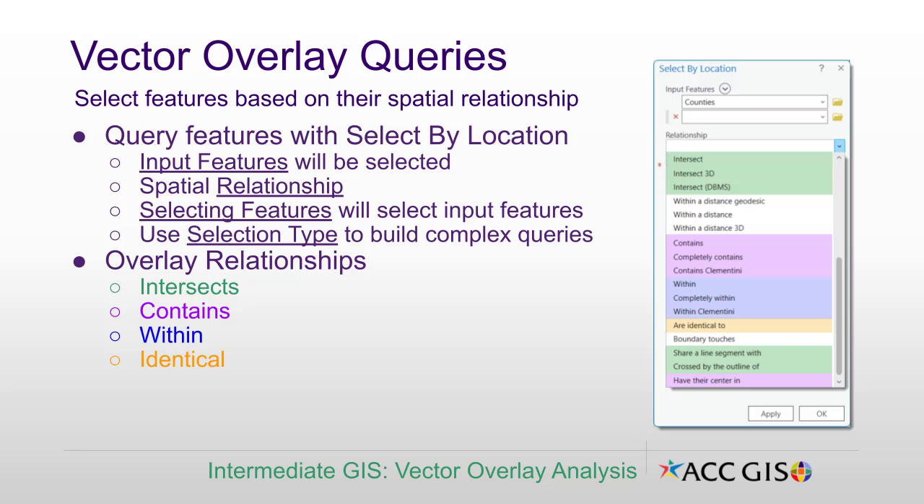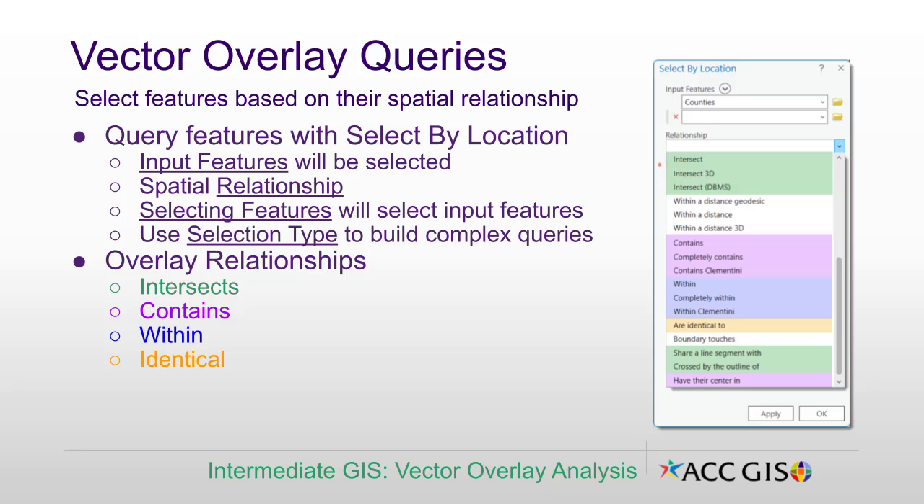In the Select by Location tool, we set the input features that will be selected using the spatial relationship with the selecting features. And of course, we can set the selection type to create a new selection or to build complex queries by building on a previous selection set. Now, there are a number of spatial overlay relationships that we can utilize to perform a vector overlay query.